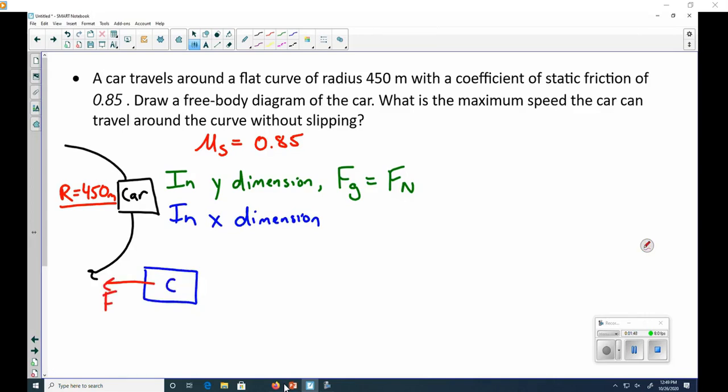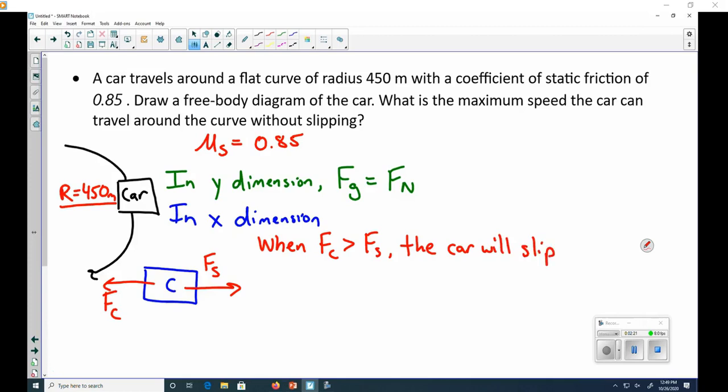if we think about the car resting on the ground, the centripetal force has to be equal to the force of static friction in order for it to stay solid and moving. So as soon as the velocity is great enough, the centripetal force will be greater than the force of static friction, and that will cause the car to slip. And so if we want to know the maximum speed, we just have to figure out what's the speed when they're equal.